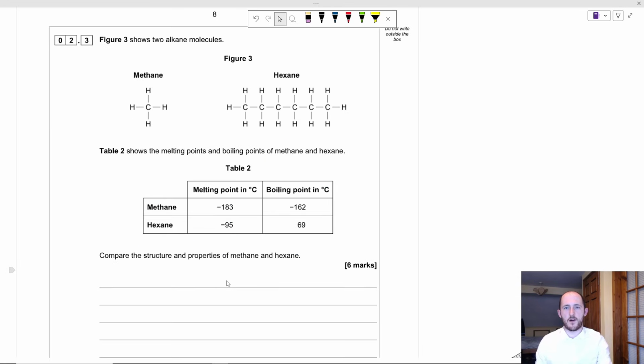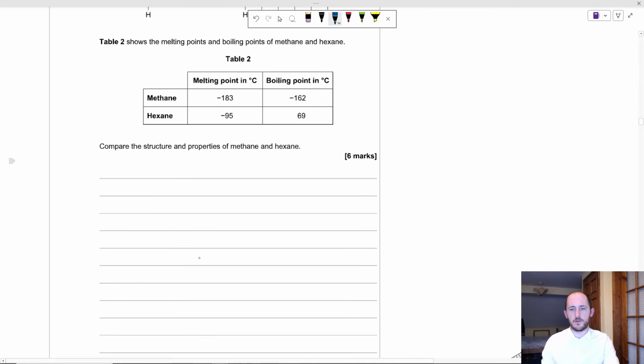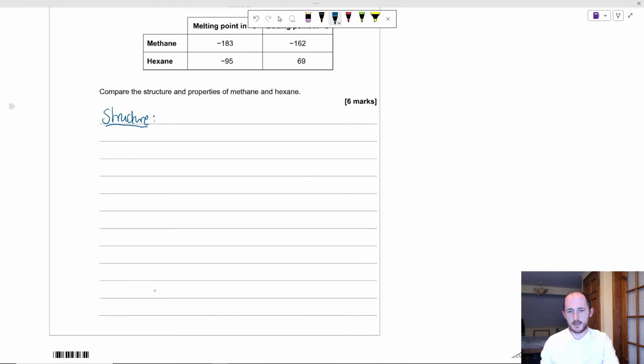And here we come to our first 6 marker, and it's comparing two alkane molecules. Now I'm going to show you a really easy way to get the full 6 marks on this, and honestly it's basically a spot the difference. It's not that bad, watch. And what we're going to do, it says compare the structure and properties. So what I want you to do first is write structure and underline it. Okay? And then you're also going to do the same for properties.